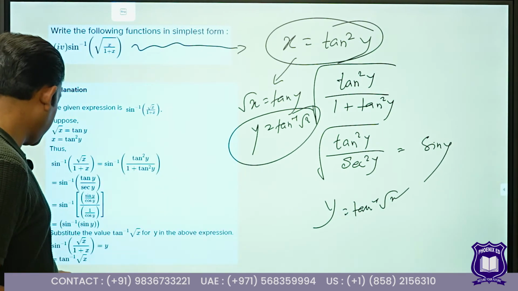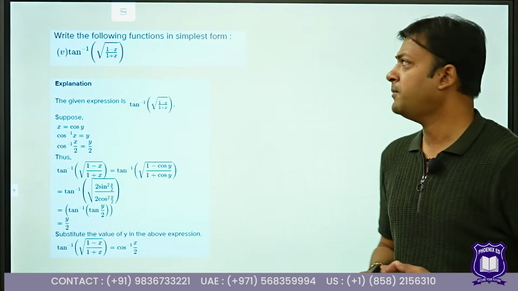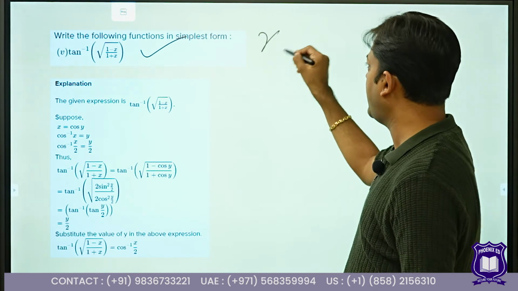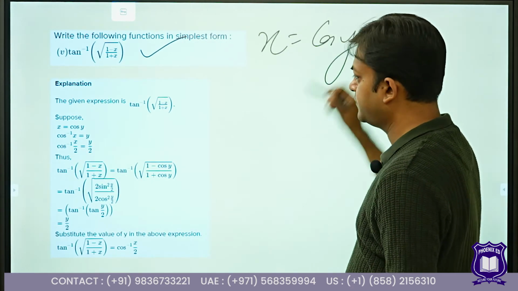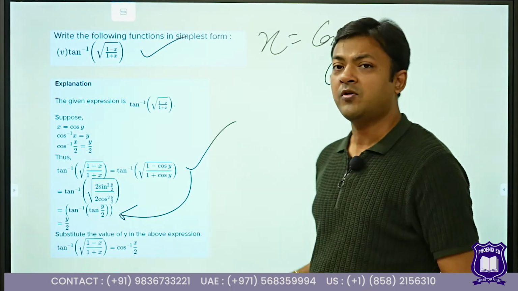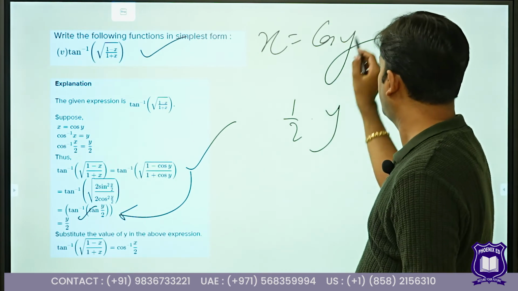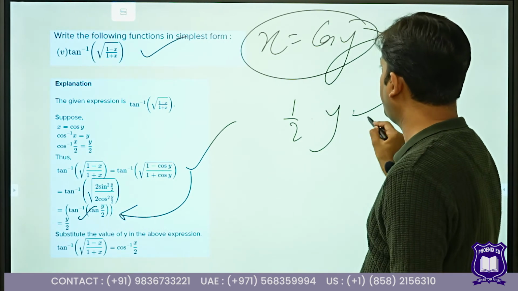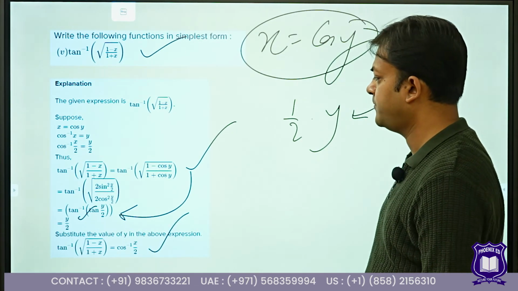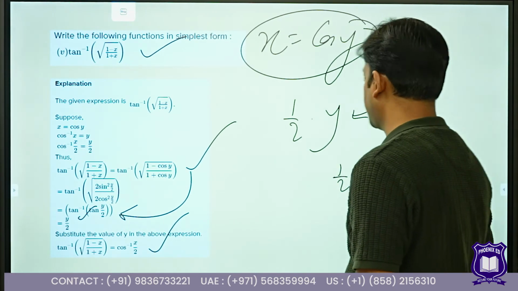Let's have a look at the next problem, please. Again, the suggested substitution: it says 1 minus x over 1 plus x. In this case, we would substitute x as cos y. On doing so, this becomes tan y by 2. So tan inverse of tan y by 2 is half y. Now, from here we can substitute y as cos inverse x. So the answer would be half of cos inverse x.